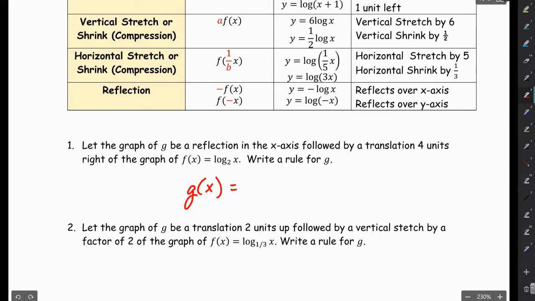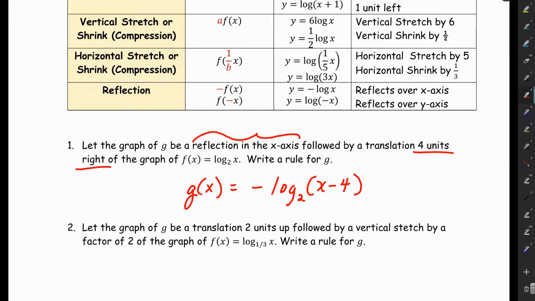And since we're going to reflect over the x-axis, that means that we are going to put a negative out front. We have log base 2. We're also going to be translating the function 4 units to the right. That means inside the parentheses, we're going to do x minus 4. Minus 4 is 4 units to the right. Plus 4 would be 4 units to the left. And that's it for number 1.